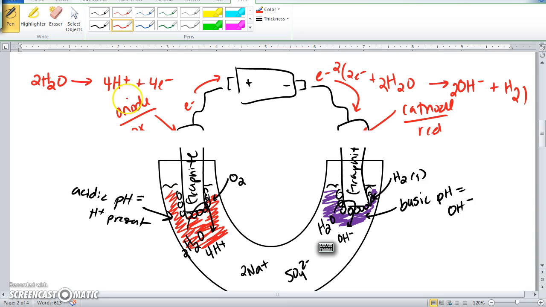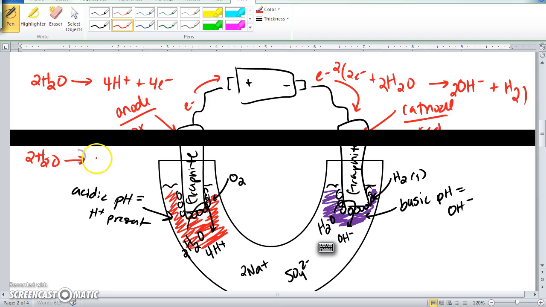Now because we've got H pluses and OH minuses, those are going to combine to make waters. We've got some electrons that are going to cancel, so at the very end of this reaction, your overall reaction is simply going to be H2O going to 2H2 plus O2 gas. So this is our overall reaction.